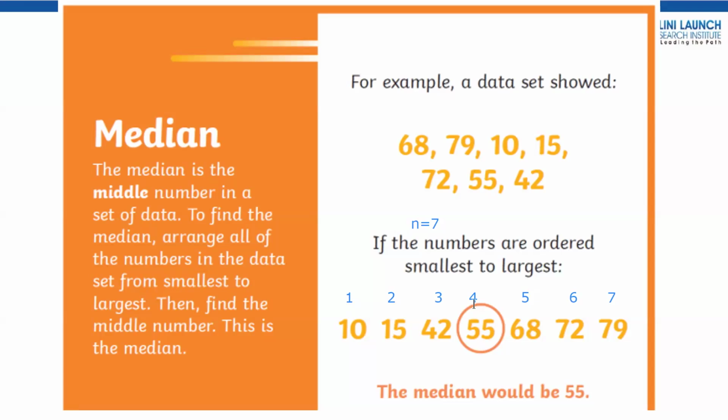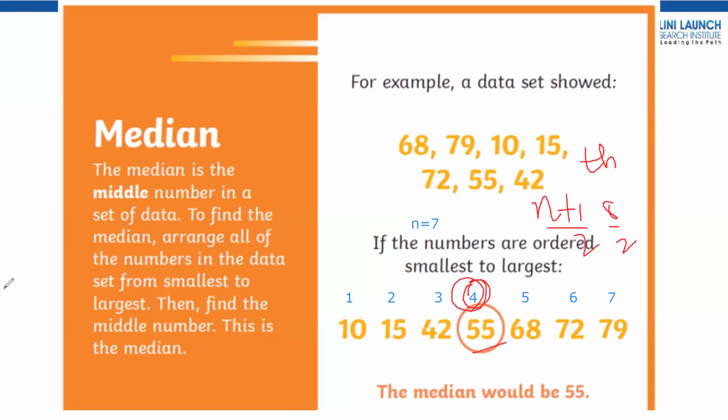So if you use the formula, the number that is lying at the fourth position, because we have the formula (n + 1) divided by 2, and here we have the th, that means that position, the value that is in that position. So n is 7. 7 plus 1 is 8. 8 divided by 2 is 4. So the value that is falling at the fourth position is the median, 55.